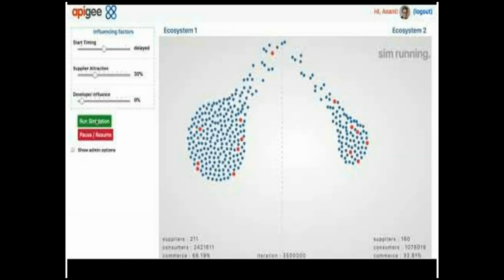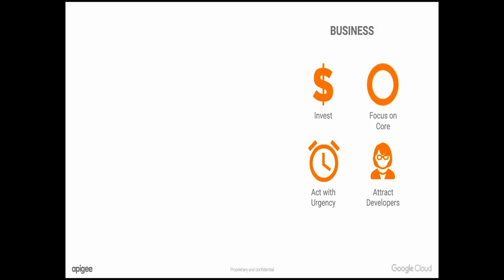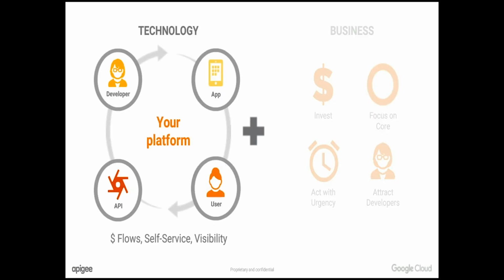Okay, so for you to build up your platform, you need to get these things on the right, correct. We talked a bit about acting with a sense of urgency and focusing on strength. I'll talk about developers in the next section. And of course, you need to build out a phenomenal platform. Obviously, Apigee is there to help you build out that fantastic platform. But the platform by itself will not help you win. You've got to do the things on the right correctly also.